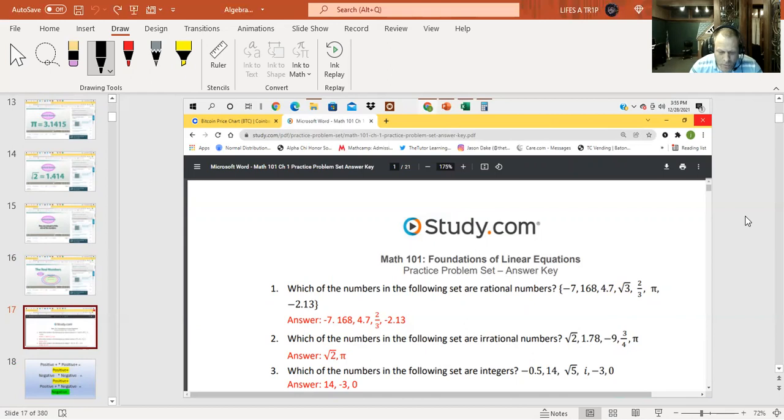Number three: which of the numbers in the following sets are integers? -0.5, 14, the square root of 5, i for imaginary number, -3, or 0. If you guessed 14, -3, and 0, you've guessed correctly.